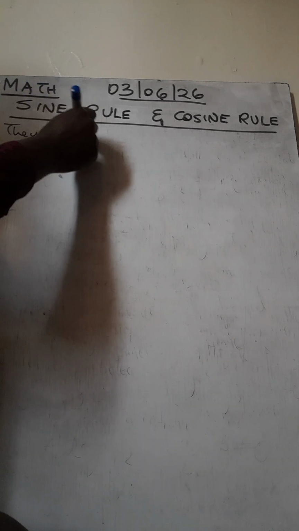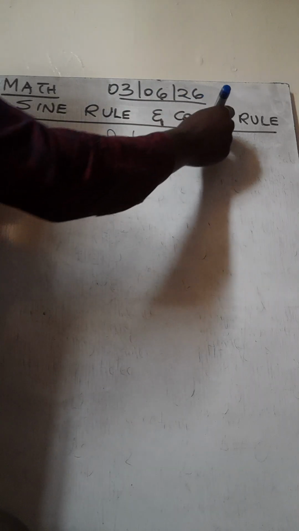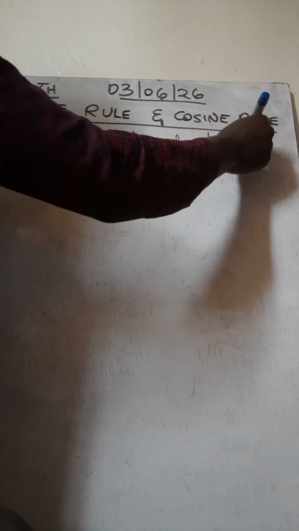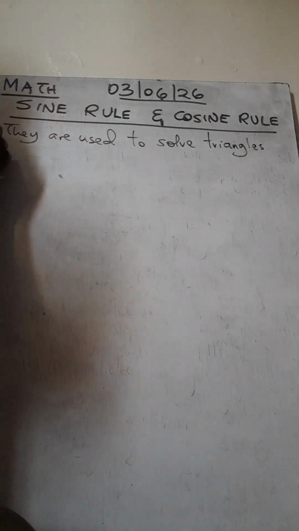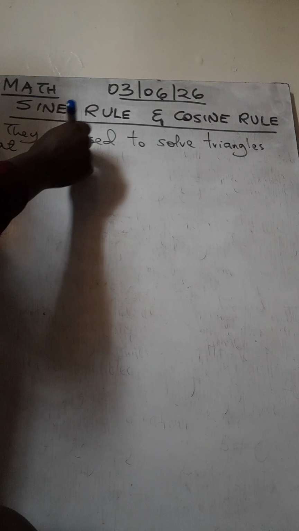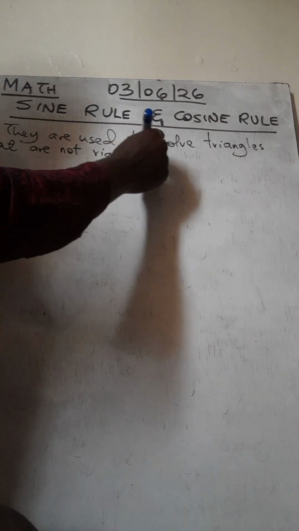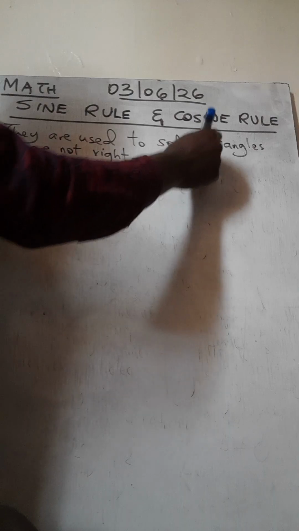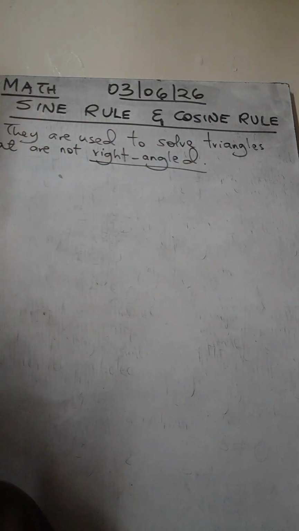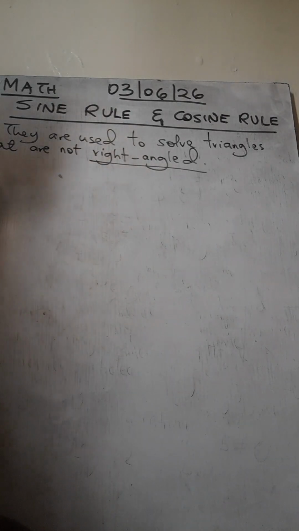They are used to solve triangles that are not right angled. To solve triangles simply means you are finding a missing side or a missing angle, either of the two.